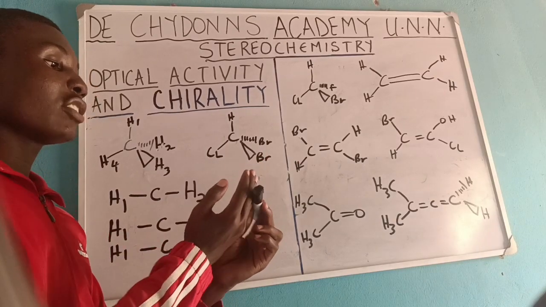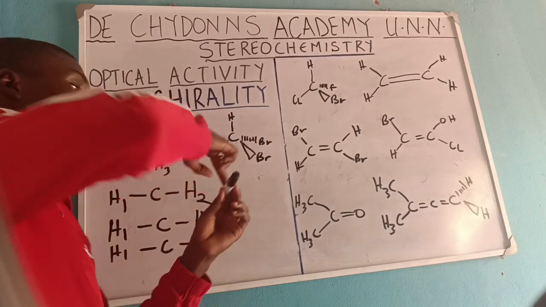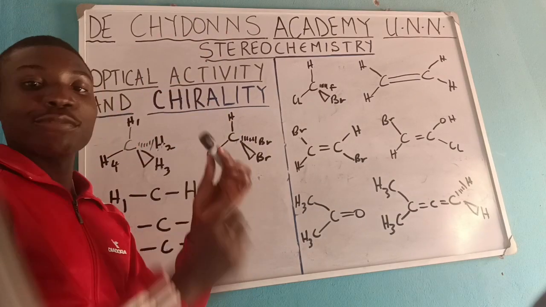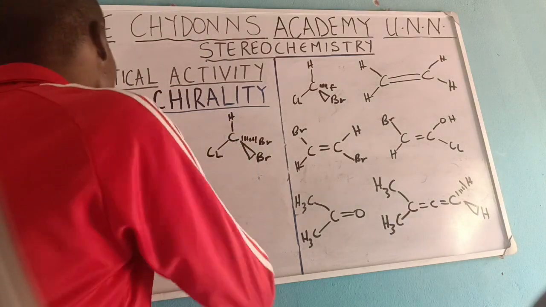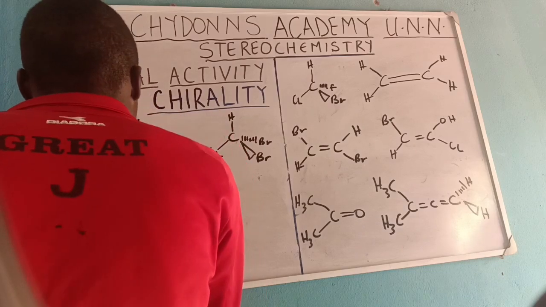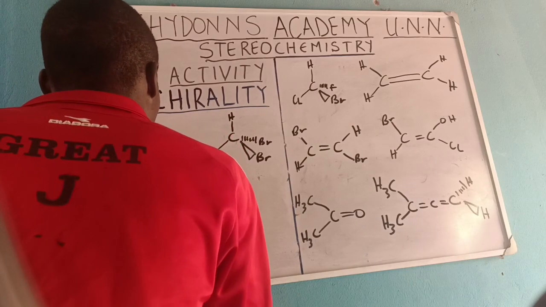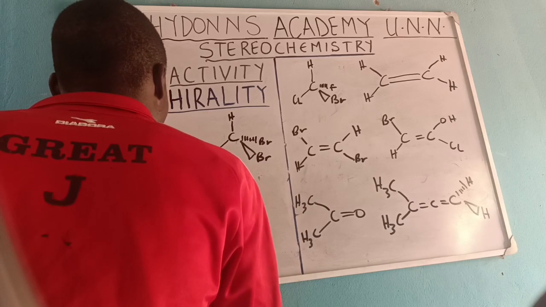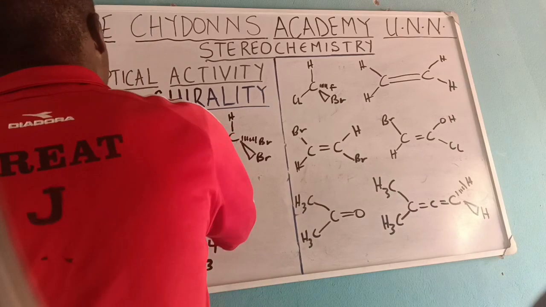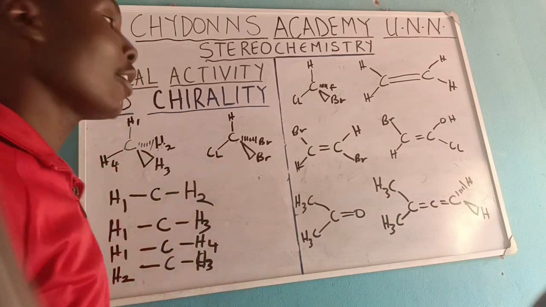The moment you are cutting through it, you're going to be having H1 at the top and H4 at the bottom. By implication, these two are going to be mirror images, and you're going to be having a plane of symmetry running through H2, C, and then H3. So these two will be mirror images, and that's going to give you a plane of symmetry.